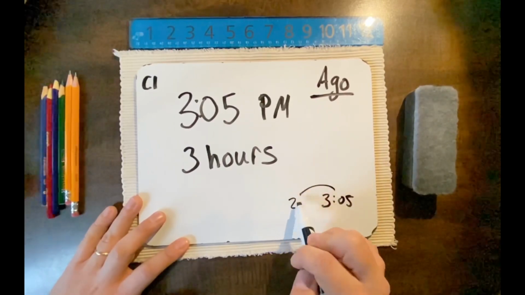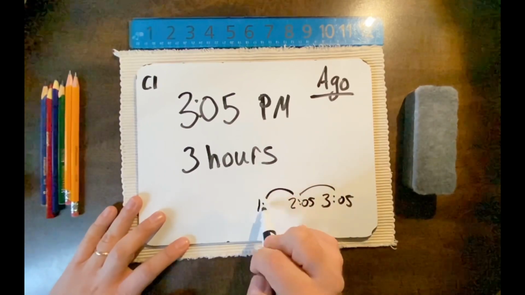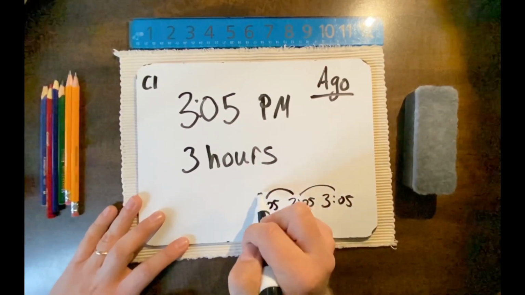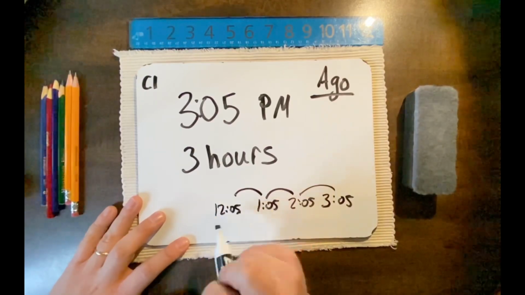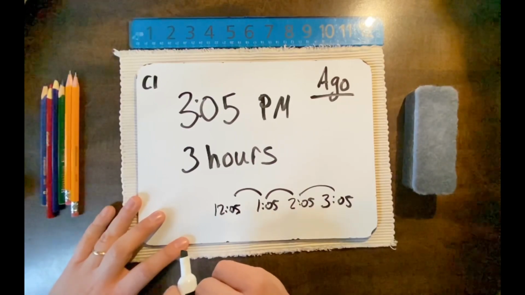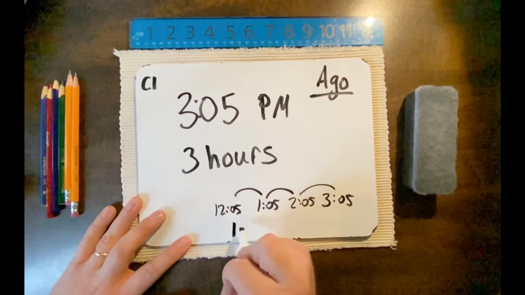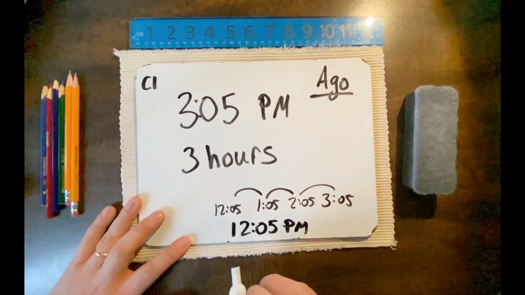1 hour, 2:05. 2 hours, 1:05. 3 hours, 12:05. What time did Milo eat lunch? Milo ate lunch at 12:05 p.m.